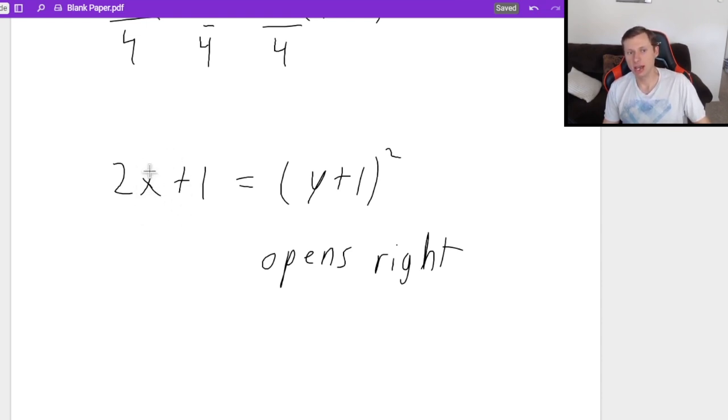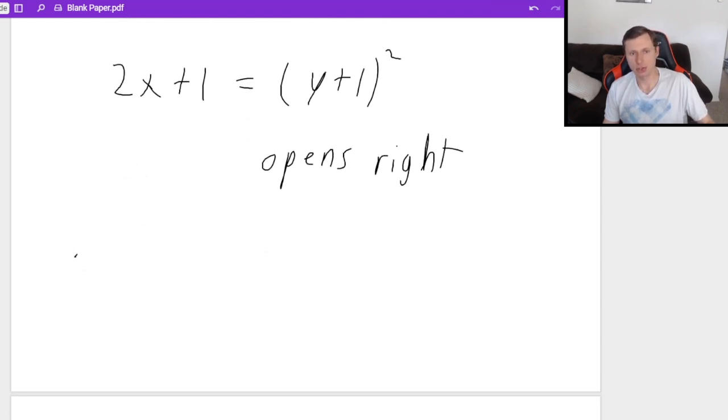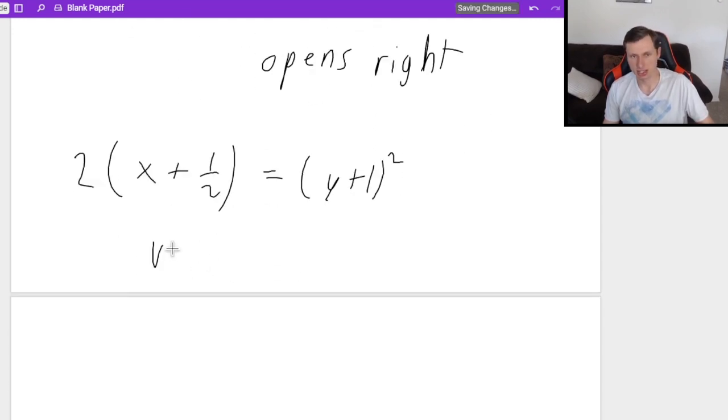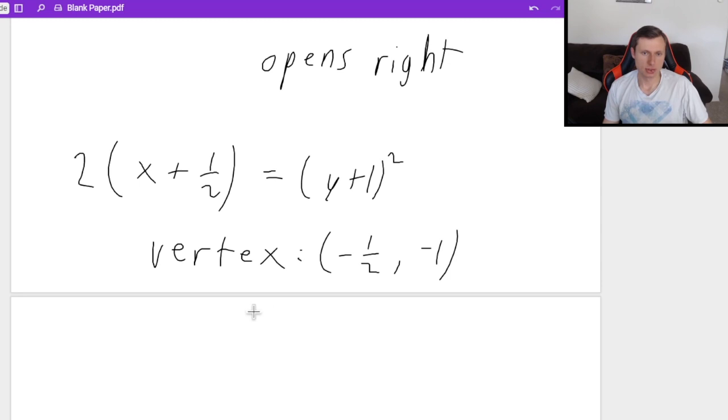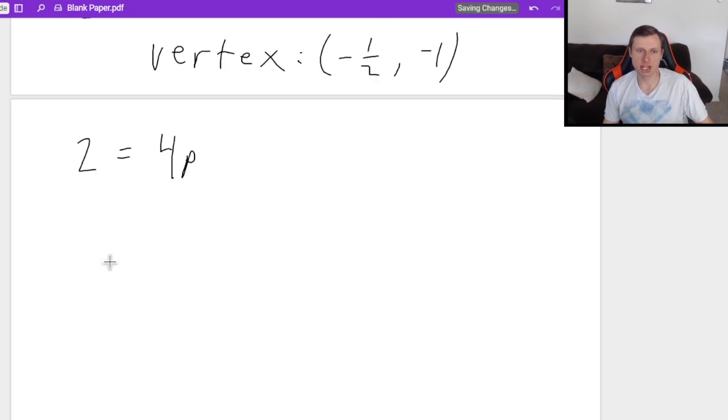Now for the x part and finding p. Remember, that needs to be an x with no coefficient in front of it. In other words, I'm factoring out a 2. When I factor out the 2, I'm left with x plus 1/2 equals quantity y plus 1 squared. And now I know where my vertex is. The vertex is going to be at h comma k, which is negative 1/2 for h and negative 1 for k. So there's my vertex. Now if I want to find p to help me find the directrix and the focus, then 2, this number right here, I set equal to 4p. Divide both sides by 4. P equals 1/2.